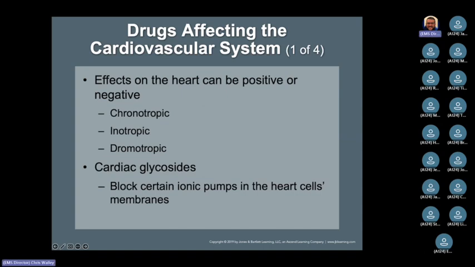Now, the effects on the heart are categorized as the following. You have your chronotropic, which affects the heart rate. Your inotropic changes the force of contraction. Dromotropic drugs alter the velocity and the conduction of electricity through the heart. So it does two things. All three effects can be positive or negative depending on the dosage.